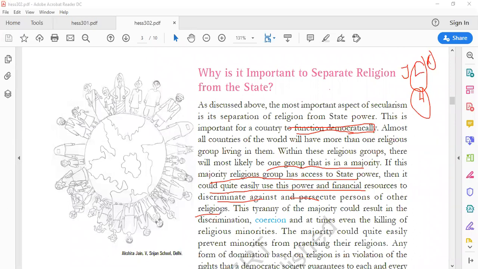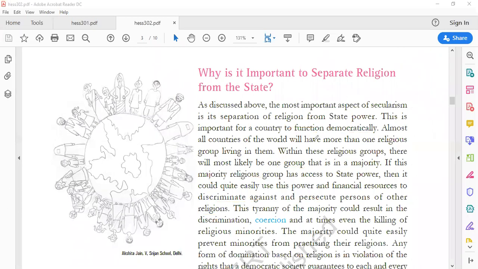It helps in committing atrocities against other religions. That is why you should not give preference to one particular religion. This tyranny of majority could result in discrimination, coercion, and sometimes even killing of the religious minorities. So when it goes to some extent, coercion in the sense of disputes and controversies, and after that it even comes to killing the religious minorities.